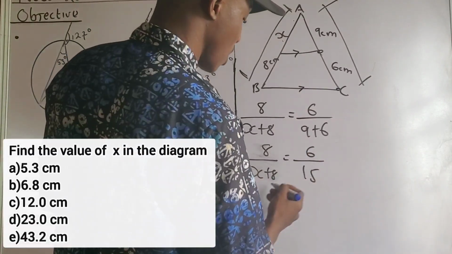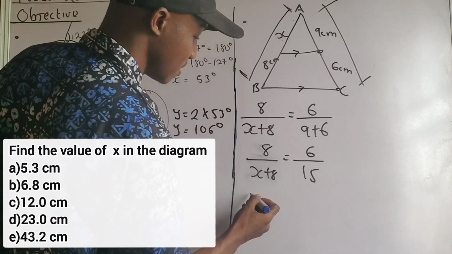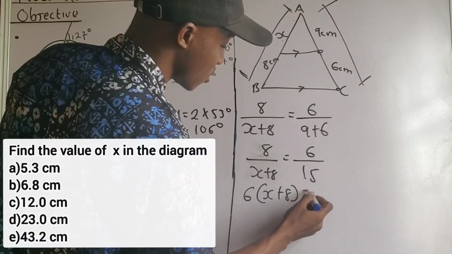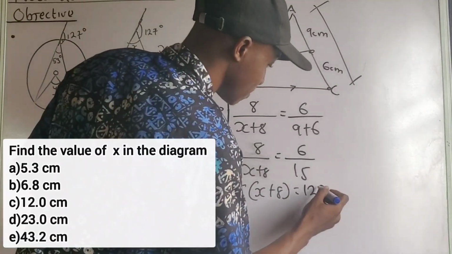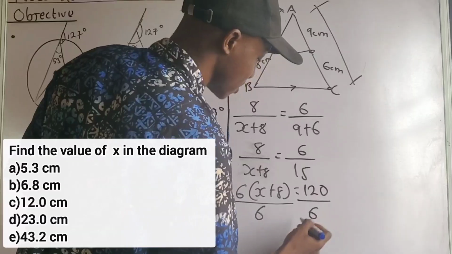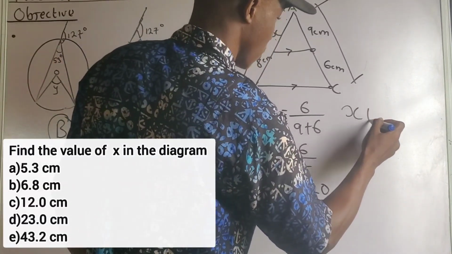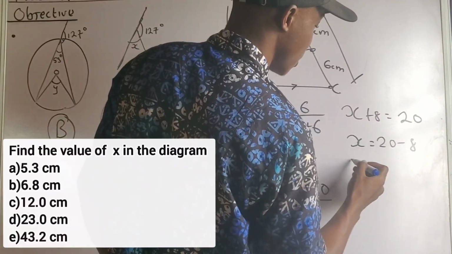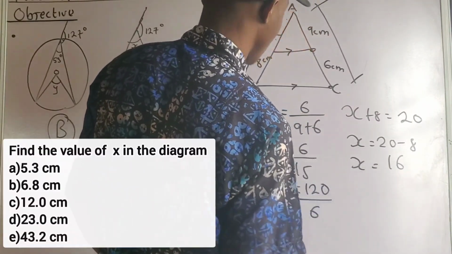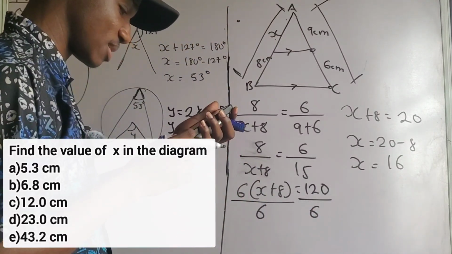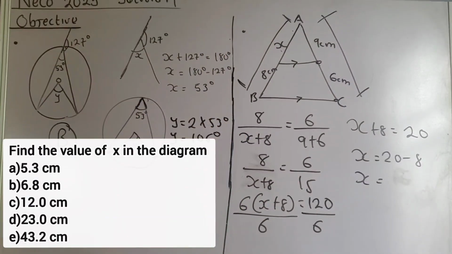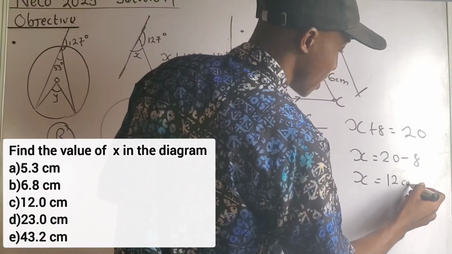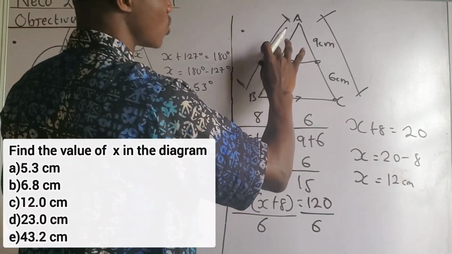If you take the cross product, you're going to have 6 times x plus 8 equals 15 times 8, that is 120. Divide both sides by 6. I'm going to have x plus 8 equals 20. So x equals 20 minus 8. Oh, 20 minus 8 is 12 centimeters. Do you understand? So the value of x is 12 centimeters.